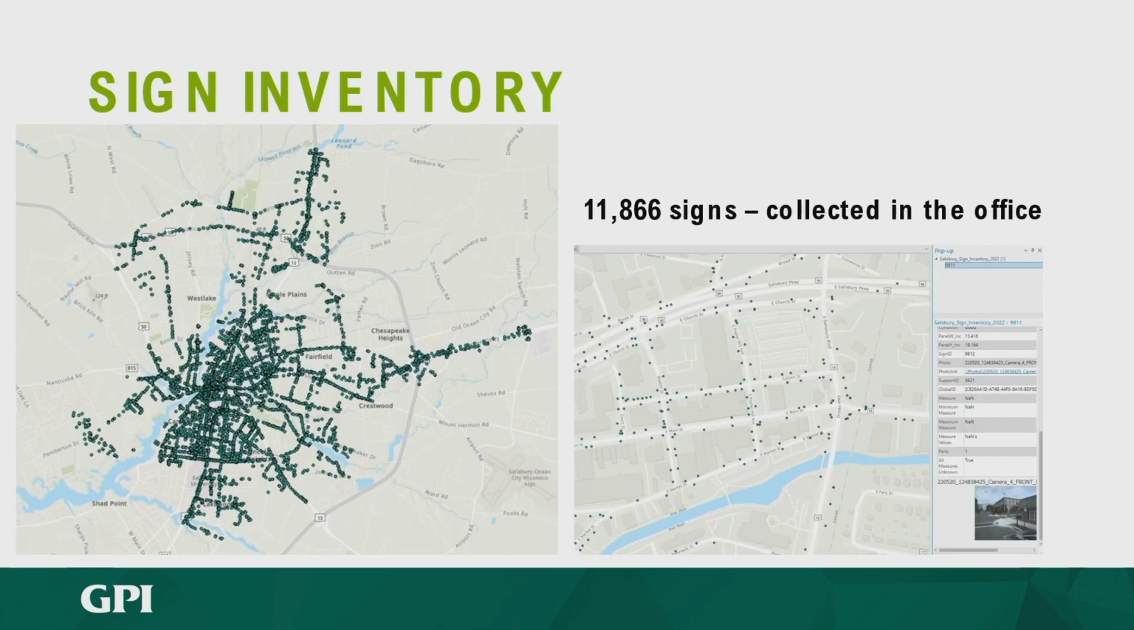So this is an example from that Salisbury, Maryland project. I think initially we estimated about 10,000 signs, and we ended up collecting almost 12,000. And that was all done in the office. So it was about 3 weeks of data collection out in the field, when the weather's nice, and then that data can go in the office.